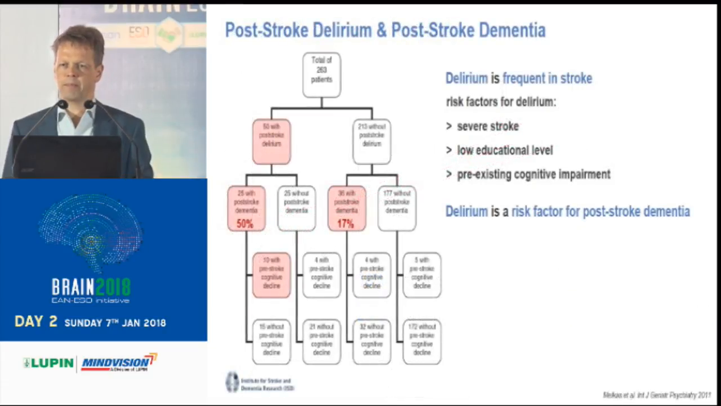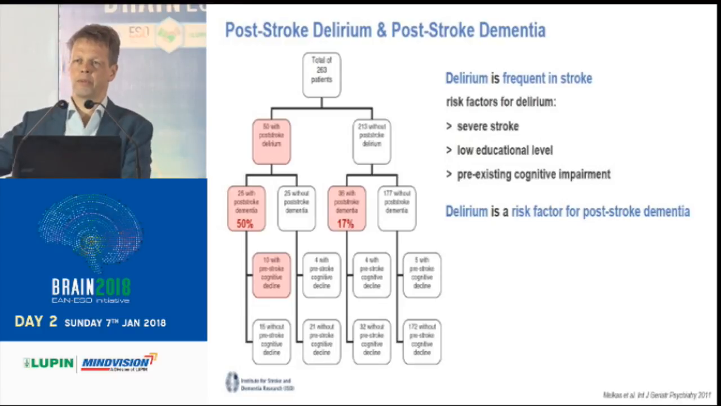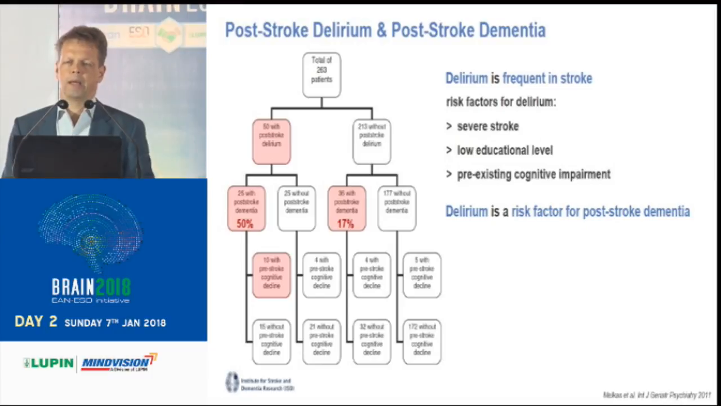Now, one important aspect to realize is that there is a problem in the acute phase of stroke called delirium, an acute confusional state that should not be mixed up with post-stroke dementia, even though it is a risk factor for post-stroke dementia. As a rule of thumb, about one fifth of individuals with stroke do develop delirium. This is shown here in this relatively small study. On the left, you see that 50 out of those 263 patients with an acute stroke developed post-stroke delirium, again, acute confusional state.